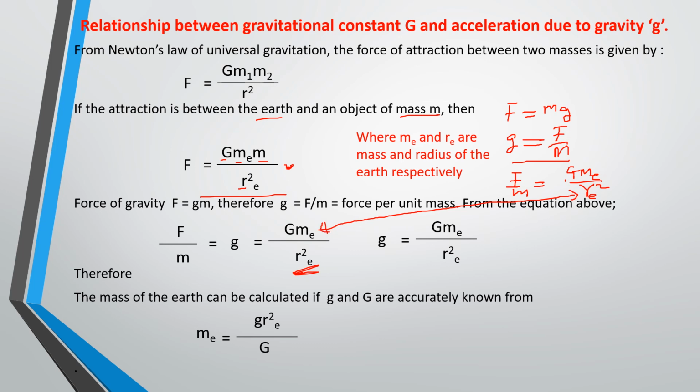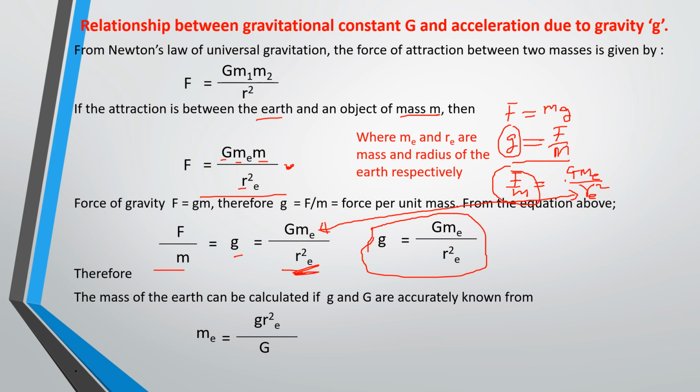Fine. So if you look at this, it is equal to g. And that is what we have here. Which means that g is equal to force per unit mass, or g is equal to the mass of the earth over the radius of the earth squared, multiplied by the universal gravitational constant. So the relationship between the small g and big G is this particular equation.